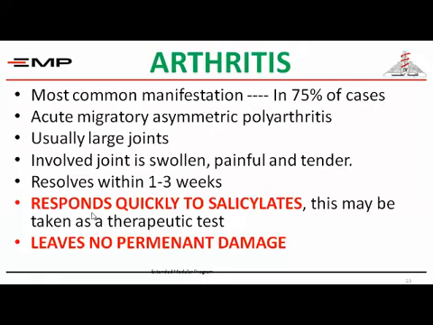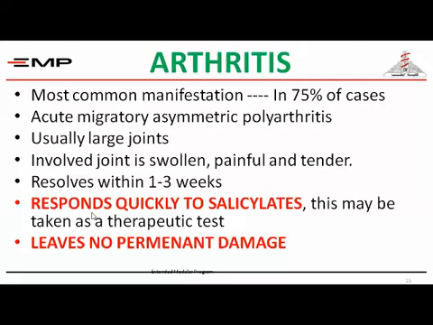Arthritis, as I said, is the most common manifestation, in 75% of cases. It's typically an acute, migratory, asymmetric polyarthritis involving the large joints, which means the patient, for example, will have swelling of the knee, let's say the right knee joint, which will become swollen, painful, and tender for a few days, and then it will resolve. And for example, the left ankle will start to become swollen, painful, and tender, and just like that. So it is called migratory or fleeting asymmetrical polyarthritis.